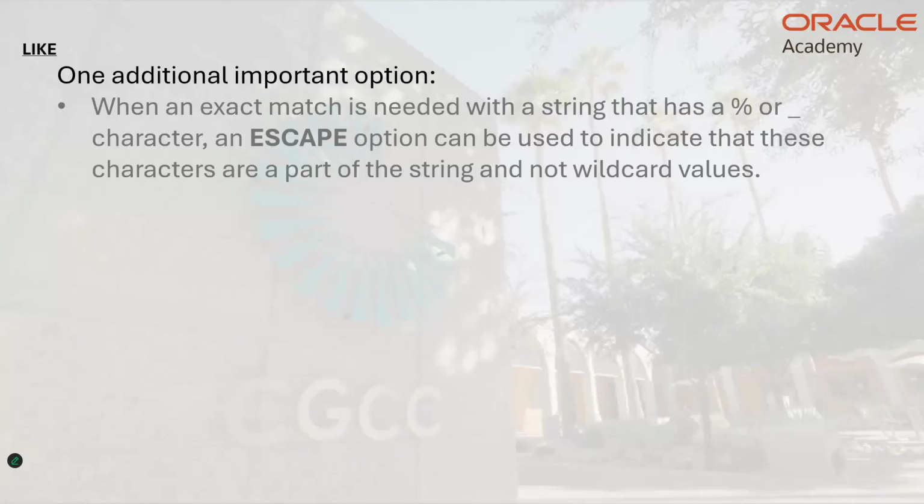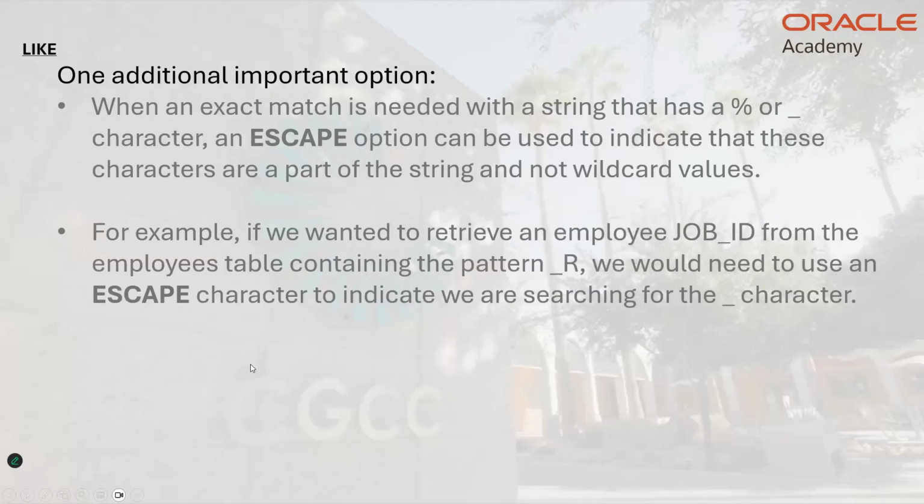One additional important option with like, and please, this is important: when an exact match is needed with a string that has a percent or an underscore, an escape portion can be used to indicate that these characters are part of the string and not the wildcard value. So if you wanted to retrieve an employee job ID from the employees table containing the pattern underscore R, so now it's containing a pattern underscore, we have to use an escape character, and I'll show you what I mean, because underscore is the wildcard for a single character. So it can be hair pulling and confusing.